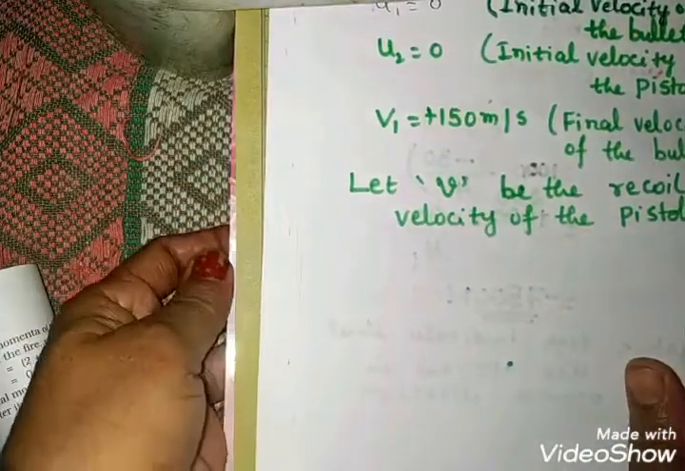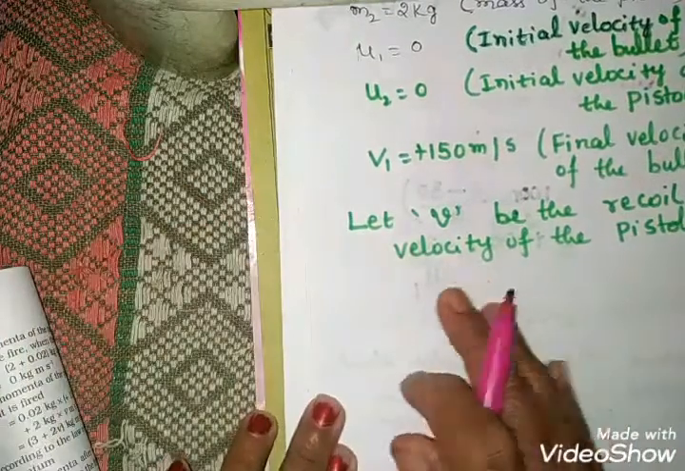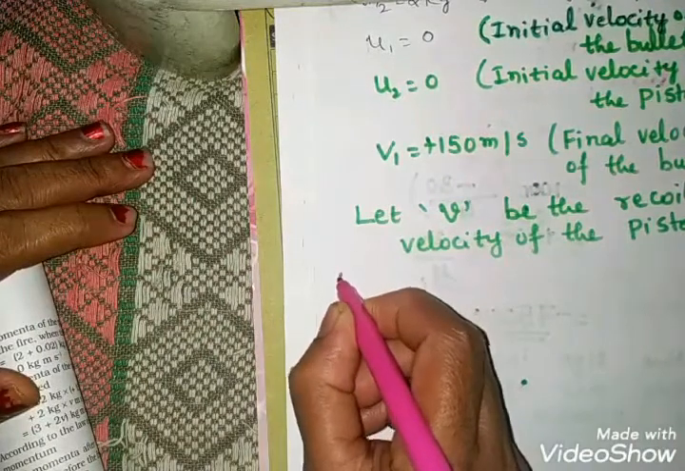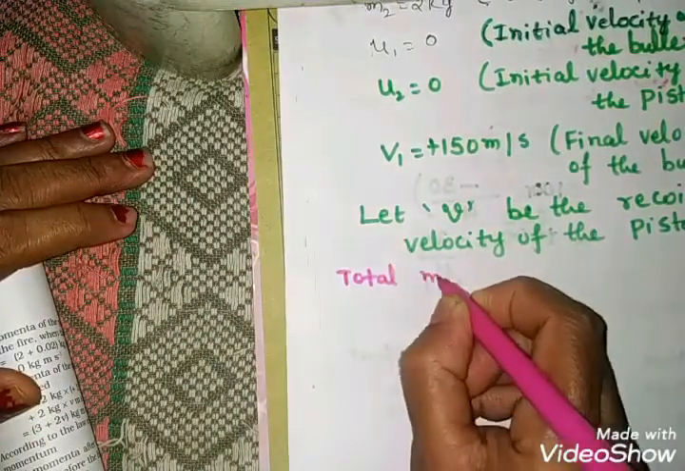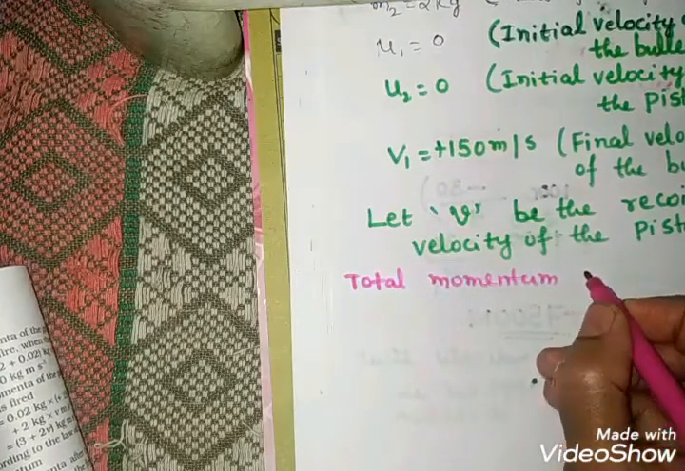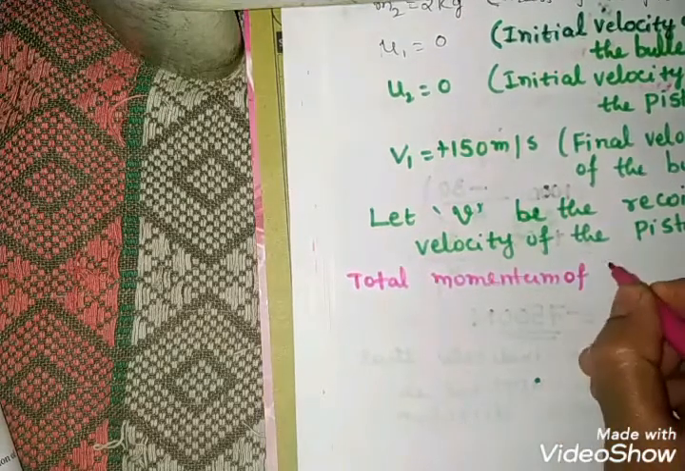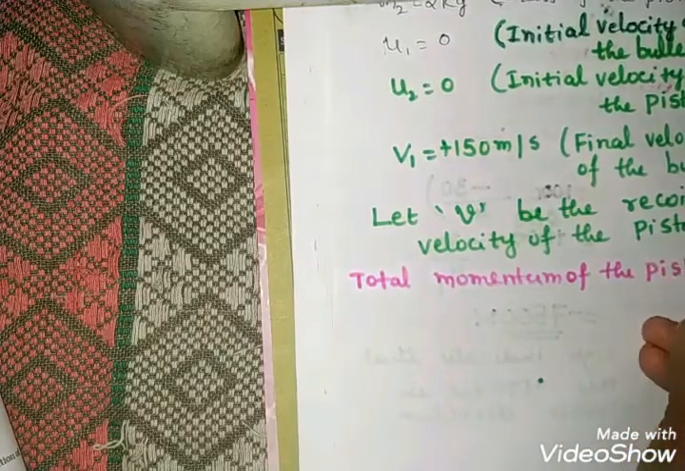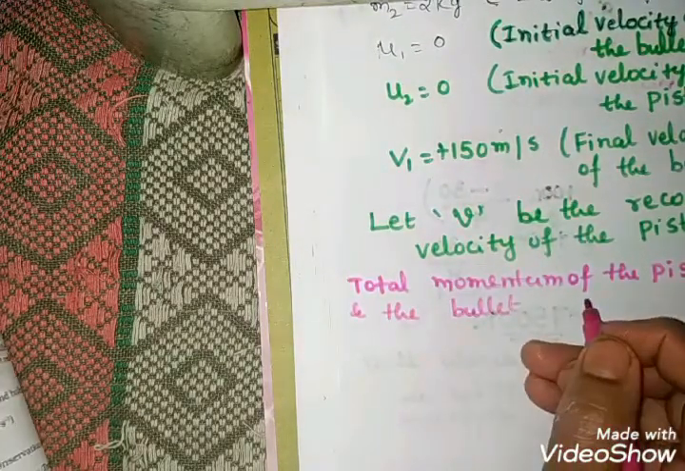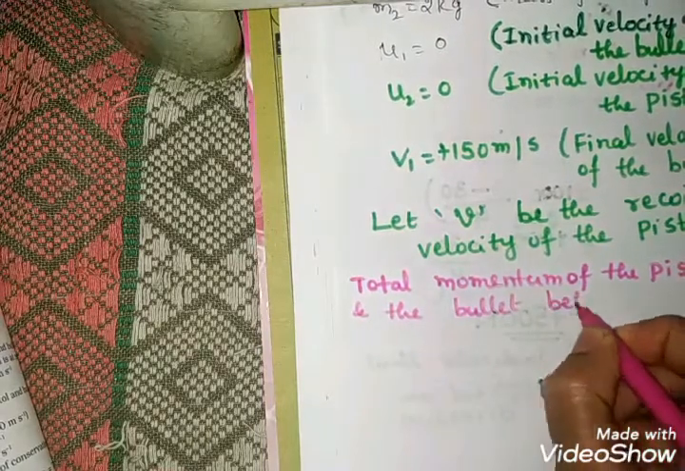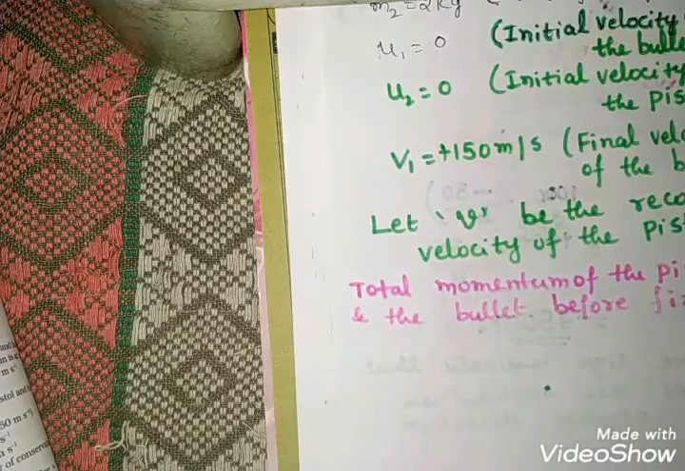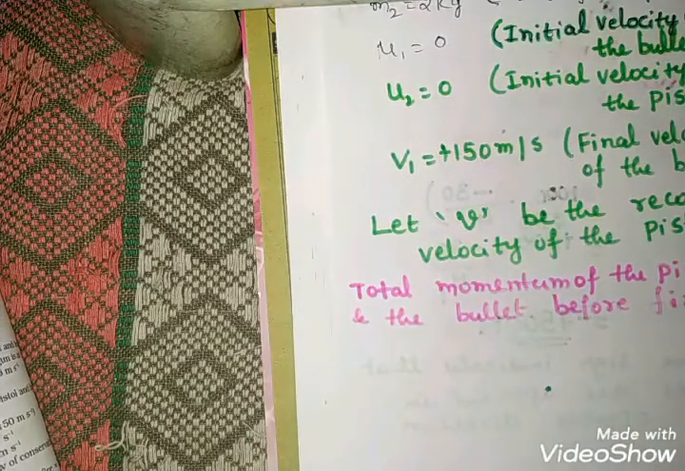Now let us try to solve this. See here, how to do this. First, let us try to find out the total momentum of the pistol and the bullet before firing. Before firing, what happens to the momentum? Let us look at it.